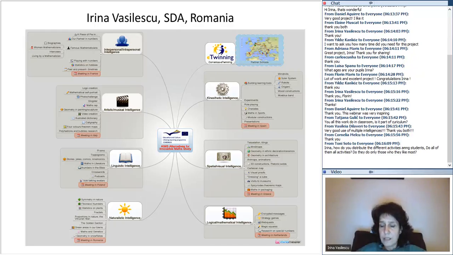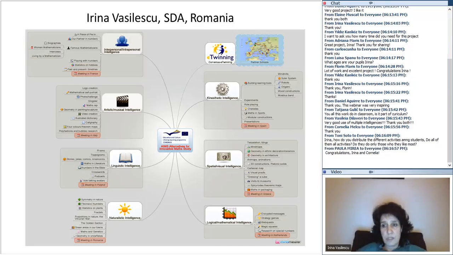I can see another question about how I distribute the activities. We work with three groups, and as I said, in our school, the groups are different ages, so we select the activities that match the curriculum the best for our groups. And each of the three teachers involved in the project works with the whole group during the class. We have an optional class, and we work during the optional class with the whole group, with the whole class. But we share depending on what matches the curriculum, because we also want to help students with the curriculum, of course.